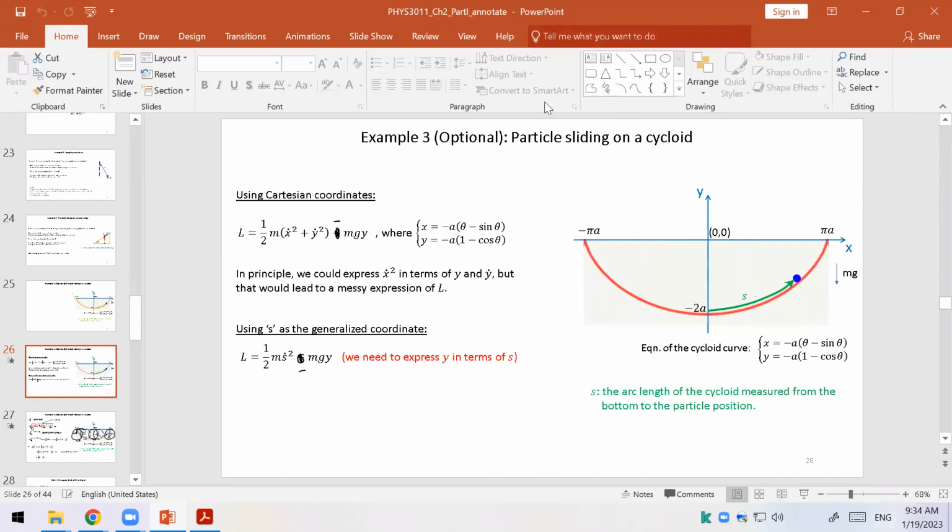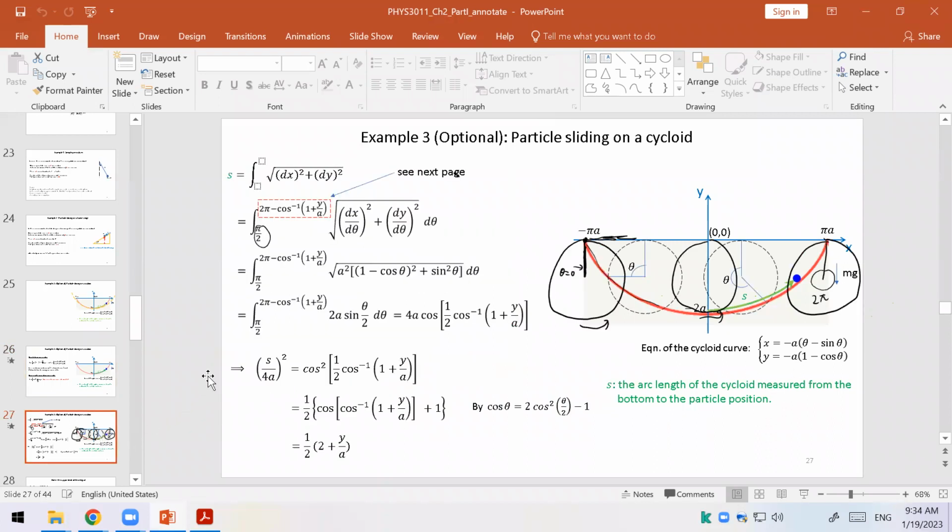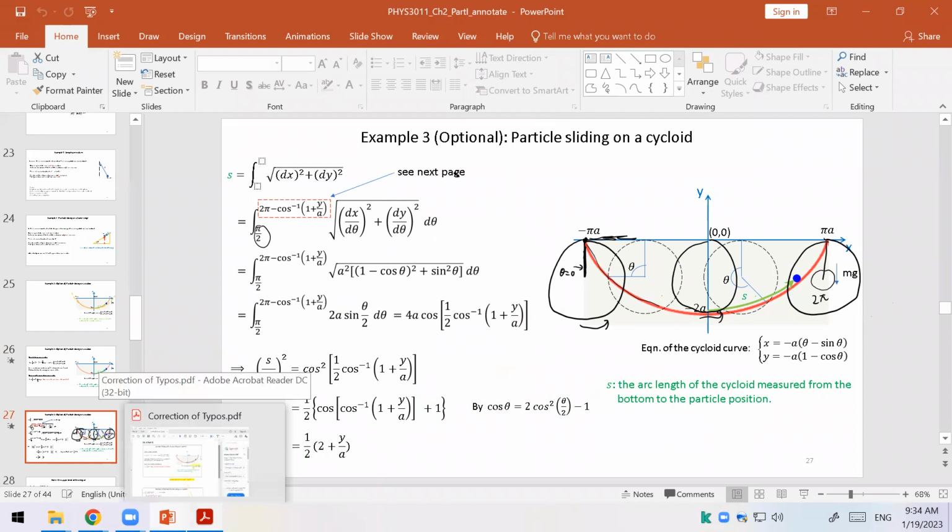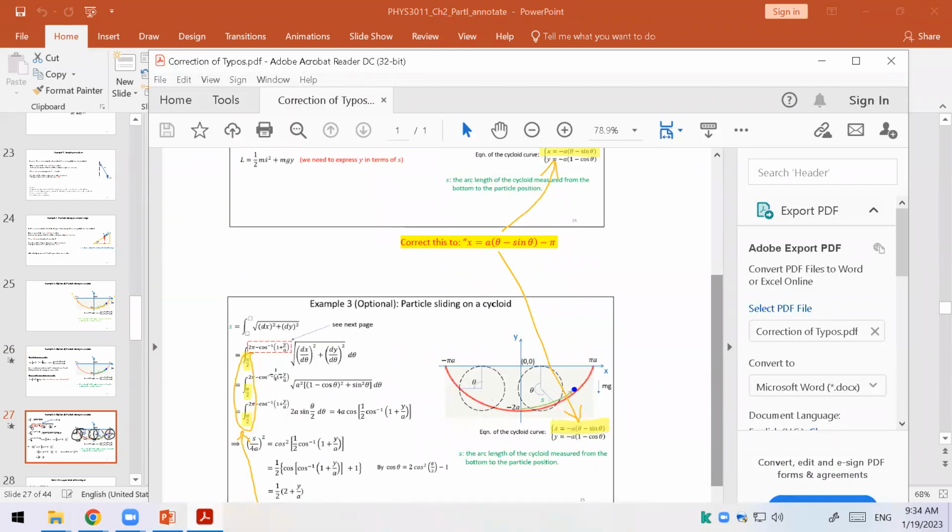Okay, so today we'll continue with more examples on Lagrangian mechanics. Before we move on, I want you to take notes on the typos that I have found on this slide. The lower limit over here should be pi, not pi over 2, because when you're in the middle, you have done half a rotation. So that is pi, not pi over 2.